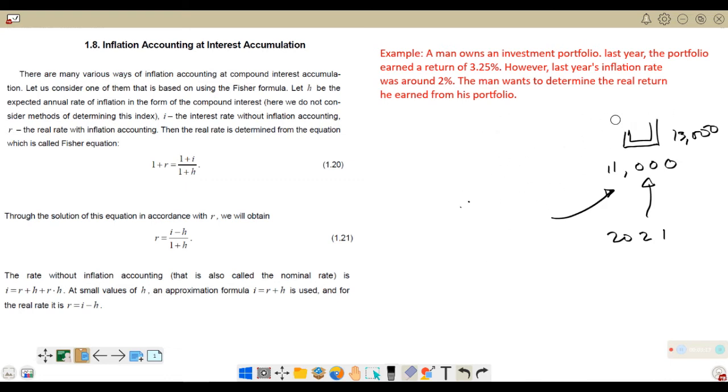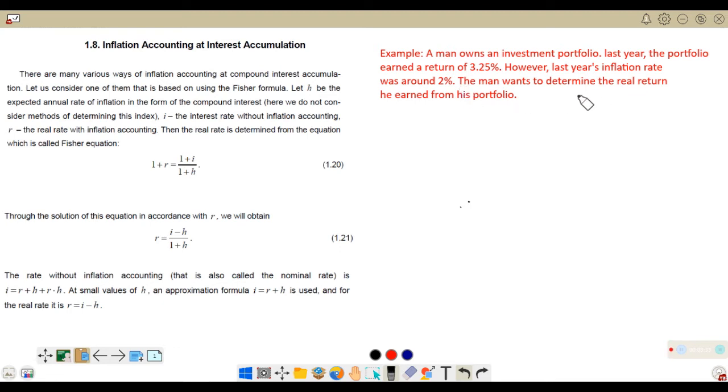So, dito, nag-invest siya, 3.25%. Yes, nag-gain siya ng 3.25%. Pero, dahil nagtaas yung presyo ng mga bilihin, hindi niya pwedeng i-base lang dun sa 3.25% yung return na na-earn niya. Kasi, nagkaroon ng inflation na 2%. So, what is the real return from the amount that he earned from his portfolio?